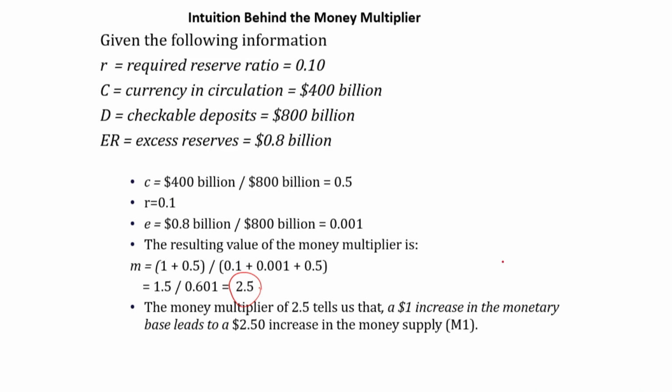That means if there is an open market operation, OMO, by the central bank, for example a $100 increase, this would lead to an increase in money supply of 2.5 times. If there is an open market increase of $100, the increase in money supply is going to be 250, that is 2.5 times.